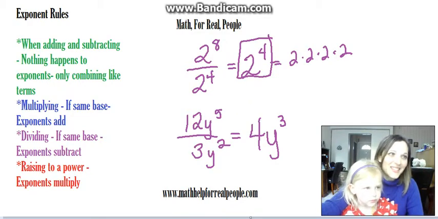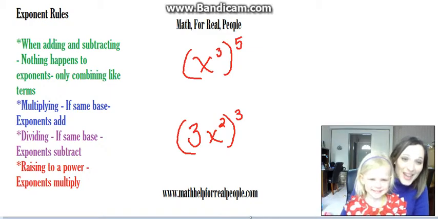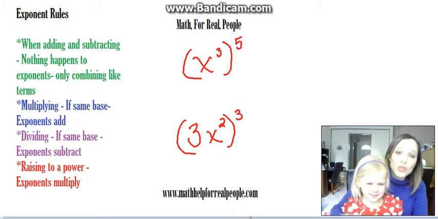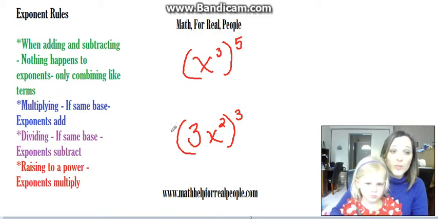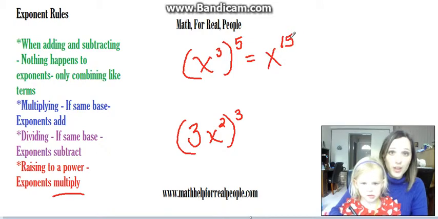We sure can. Okay, and the last part is raising an exponent to a power, like you can see on the board here. When you just have an exponent, so it's x to the 3rd raised to the 5th power, that's when you finally multiply. And you get x to the 15th power, and you're done.